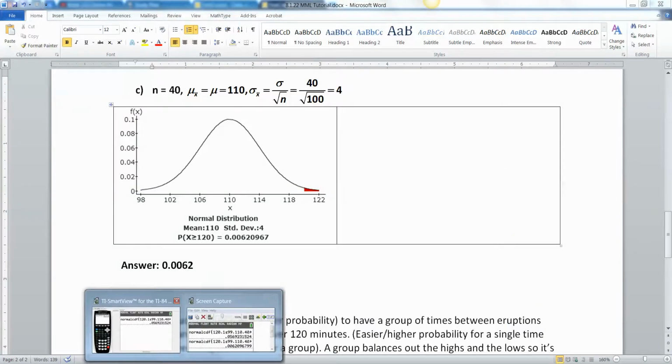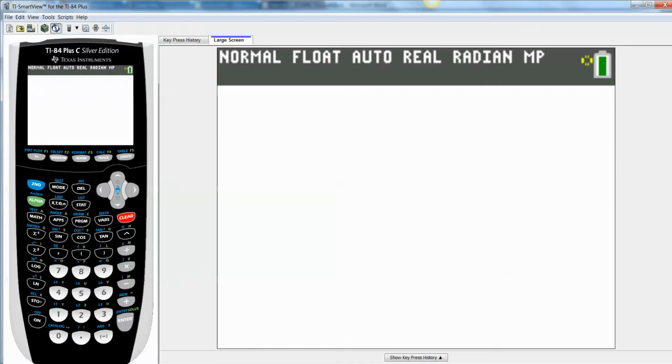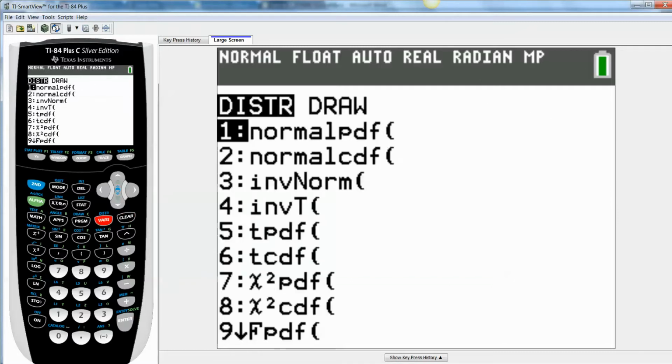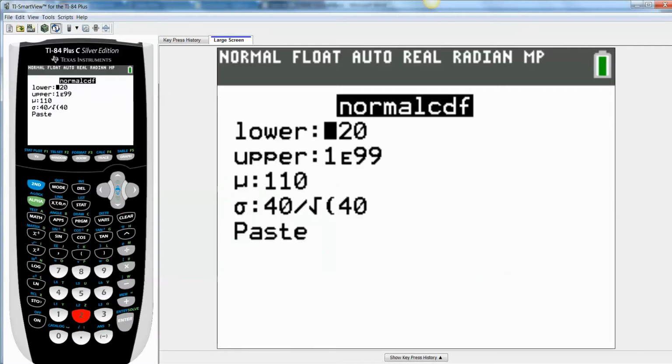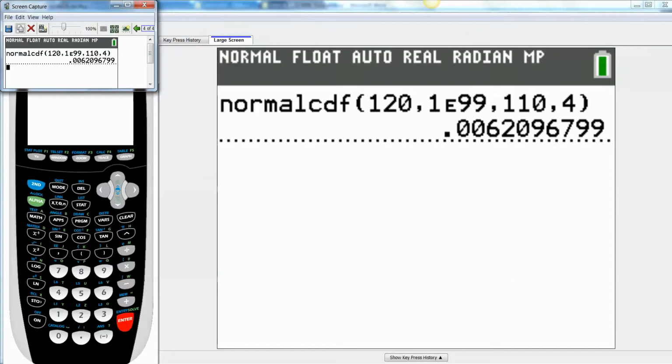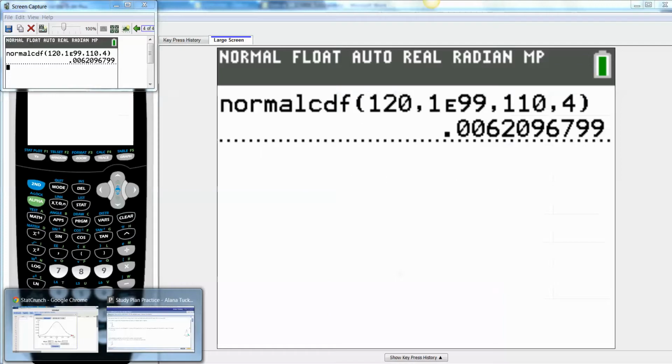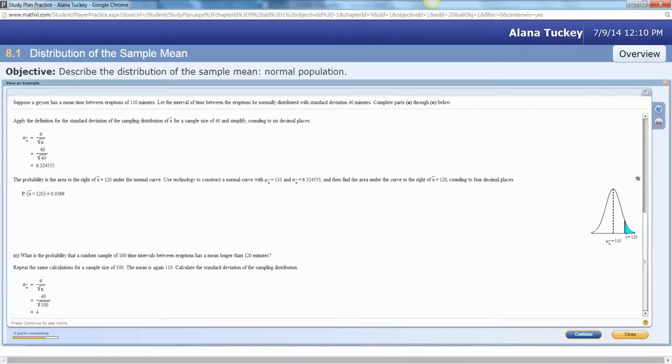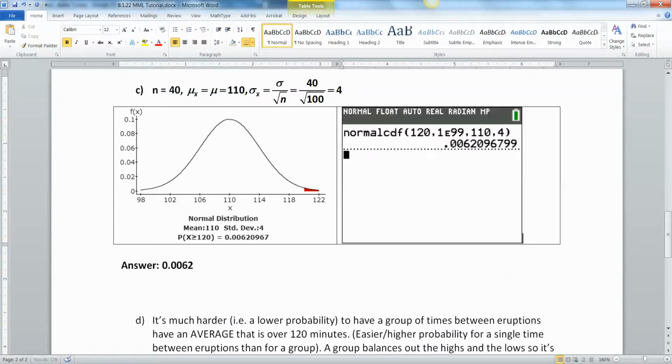And then if you don't have StatCrunch, you have your calculator, that's fine. Second distribution, number 2, fine. And down here, instead of all that, you're going to say 4. Enter. And these will be identical because neither one of them is rounded, because 4 is a rational number, right? So we're set. And there we have it. So 0.0062 is our answer.